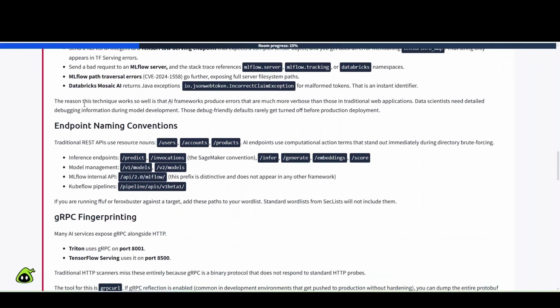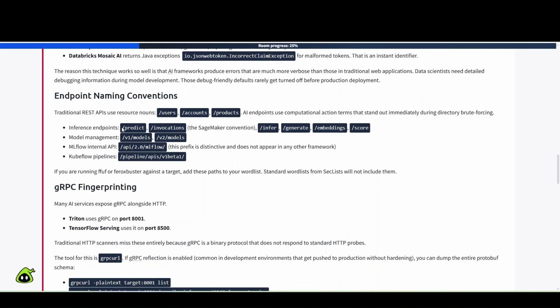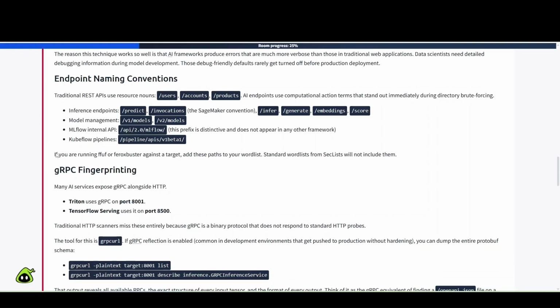The reason this technique works so well is that AI frameworks produce errors that are much more verbose than those in traditional web applications. Data scientists need detailed debugging information during model deployment or development. Those debug-friendly defaults rarely get turned off before production deployment. So it's very important to make sure that's corrected before you put that into production. As with web applications, you don't want too much information being displayed to a potential threat actor that can help them build out an attack path into your environment.